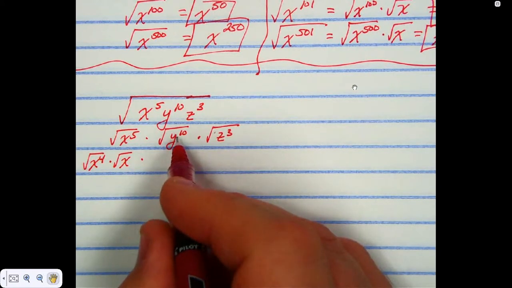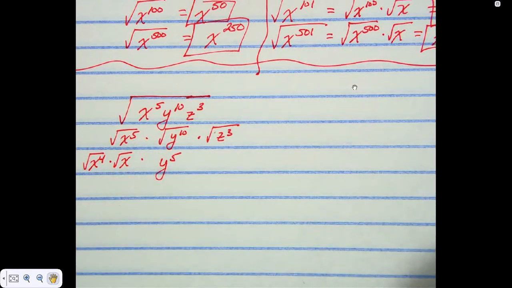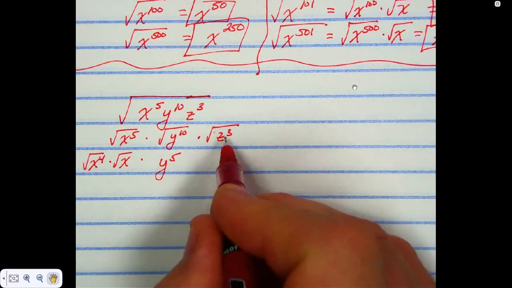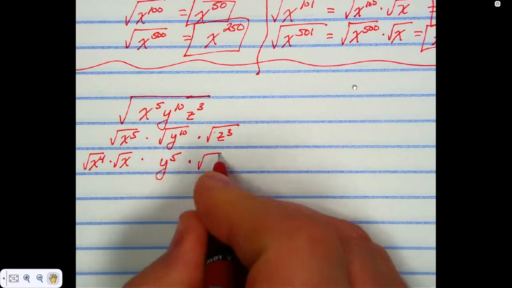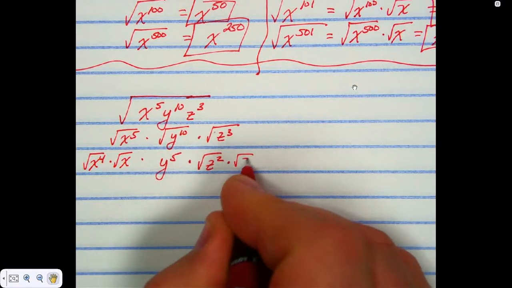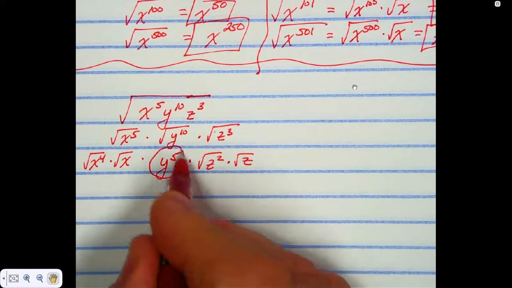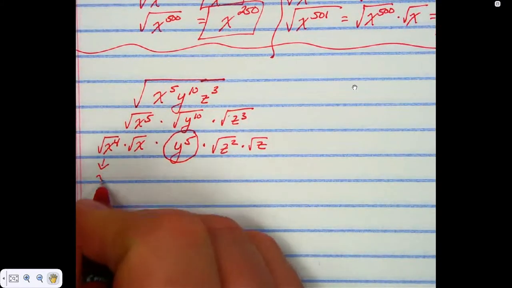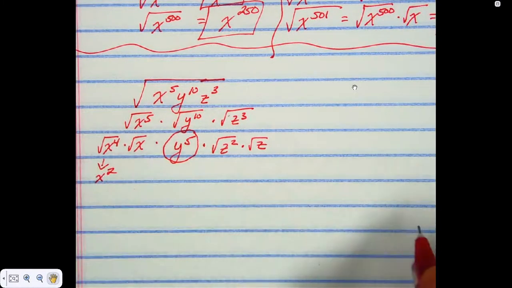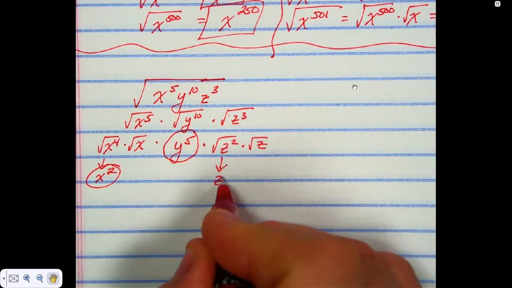That's even. So I can just write now that's y to the what? Without the square root sign, correct? Because the square root of y to the 10th is y to the 5th. Is this odd or even exponent? So times square root of z to the second times square root of z. So that came out of the square root. What happens here? So this becomes what? X what? To the second. That comes out of the square root. This becomes just a plain what? Z.